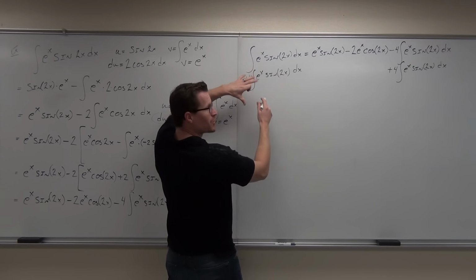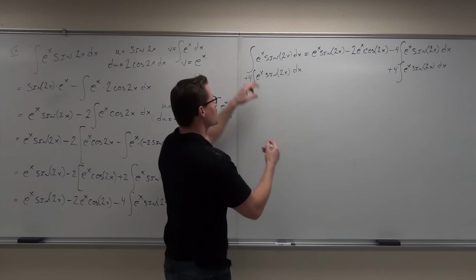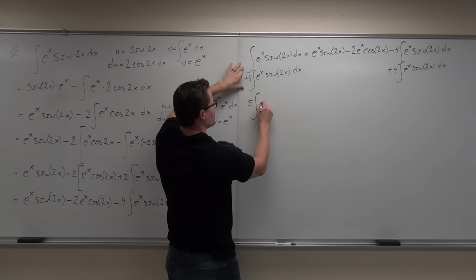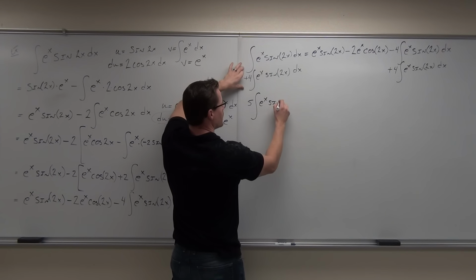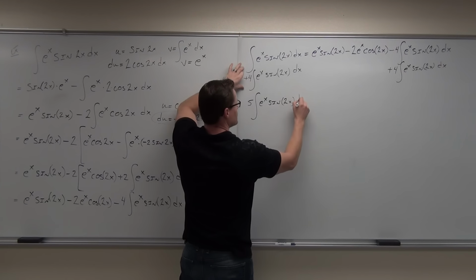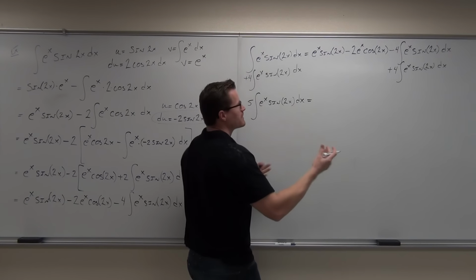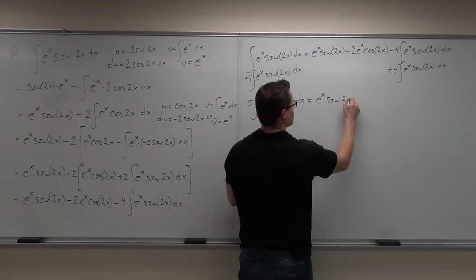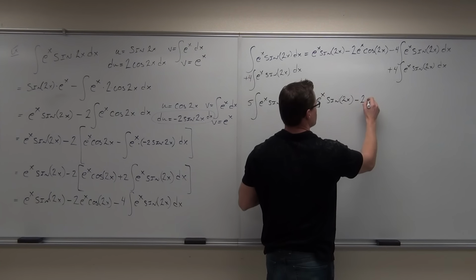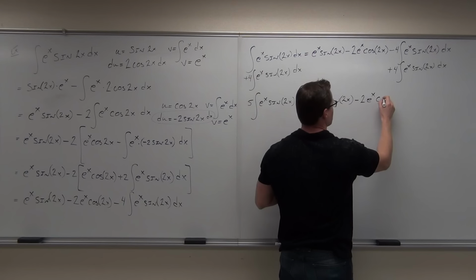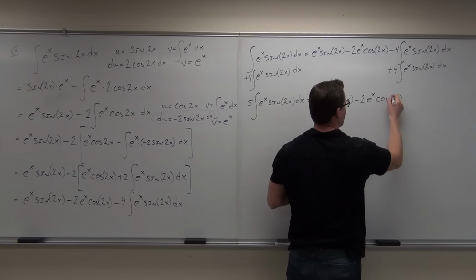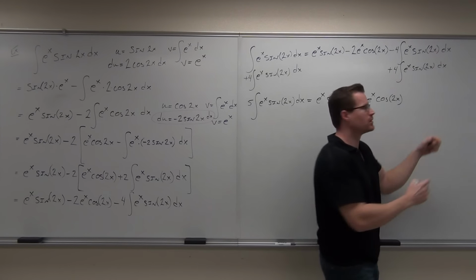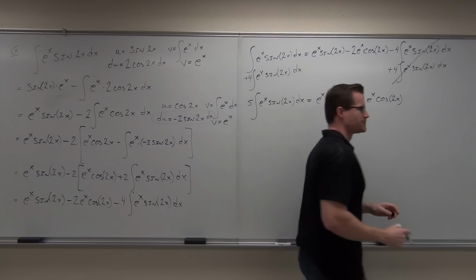So we're treating this thing like the equation that it actually is. So 1 plus 4 equals 5 times the integral e to the x sine 2x dx equals, well, this is awesome. I have e to the x sine 2x minus 2 e to the x cosine 2x. What happened to this? It's gone. I added it over. Completely gone.